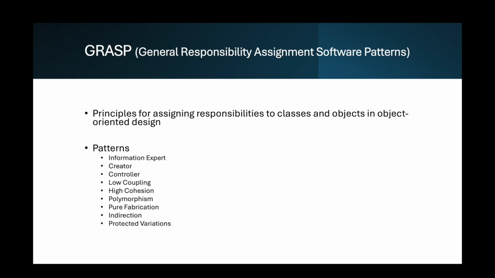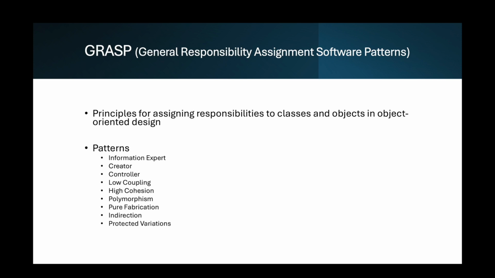The next pattern is controller: assign the responsibility of handling system events to a controller class. The low coupling pattern aims to reduce the dependencies between classes to make the system more modular and easier to maintain. We have the high cohesion pattern, which keeps related behaviors and data together in a class to make the system more understandable and maintainable.